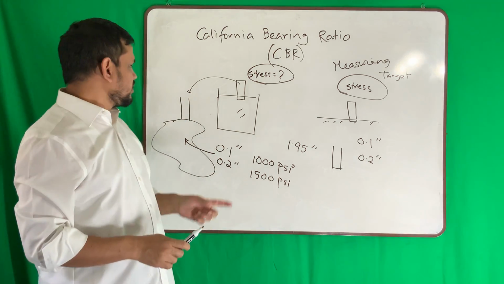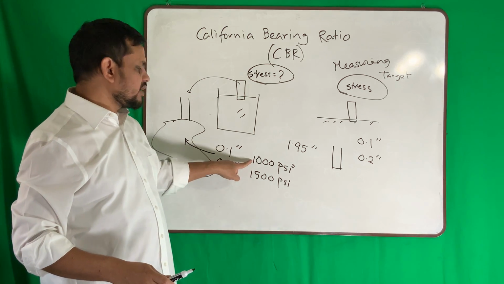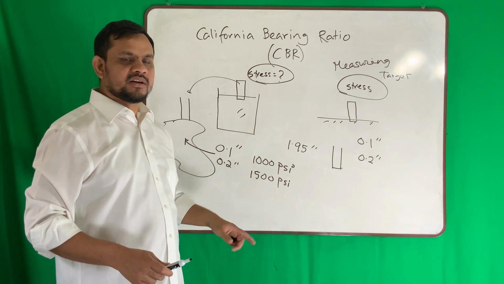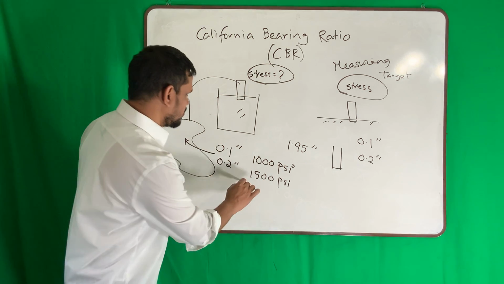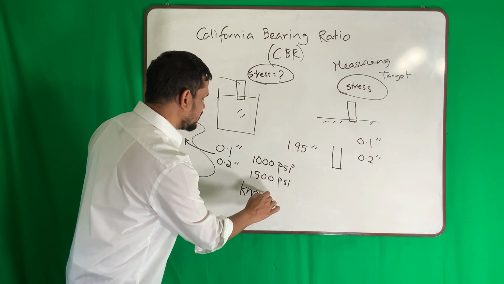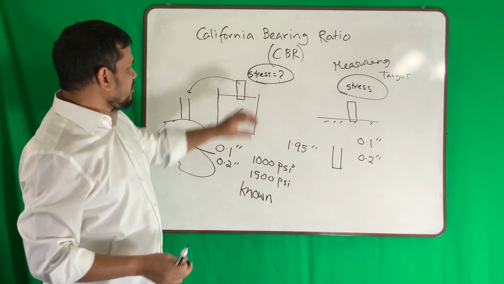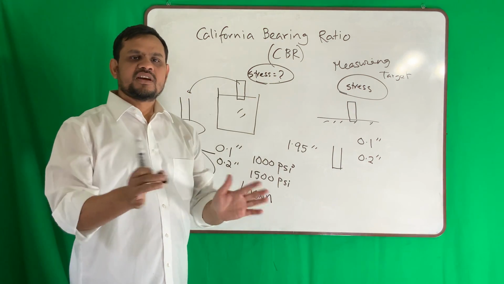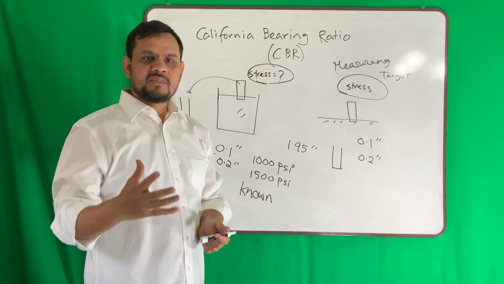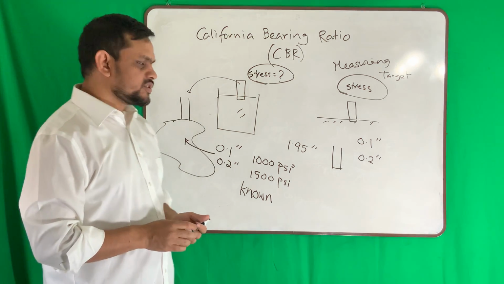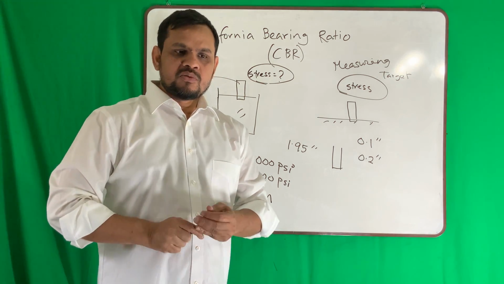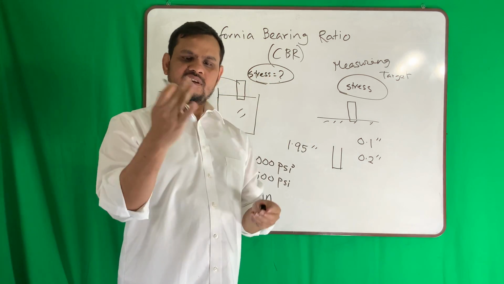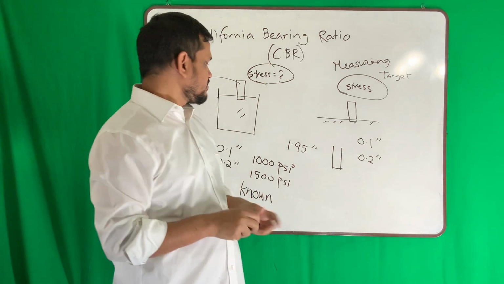So if we take a stone and penetrate it 0.1 inch, we need 1000 psi. If we want to penetrate 0.2 inch, we need 1500 psi. This is known, or we assume this. Then we compare this stress with this stress. What is the ratio? That is the California bearing ratio. Hopefully you understood what we do. We take a piston of 1.95 inch, less than 2 inch.